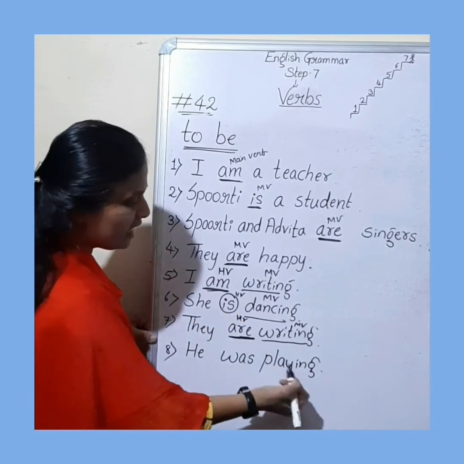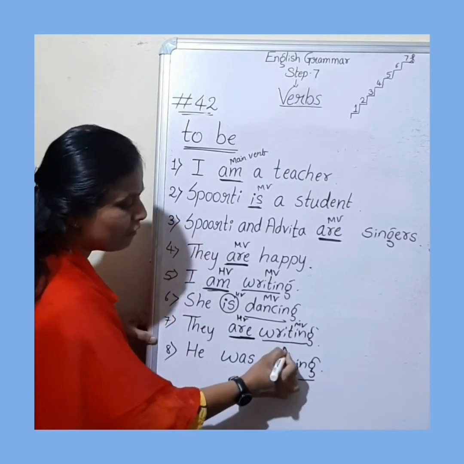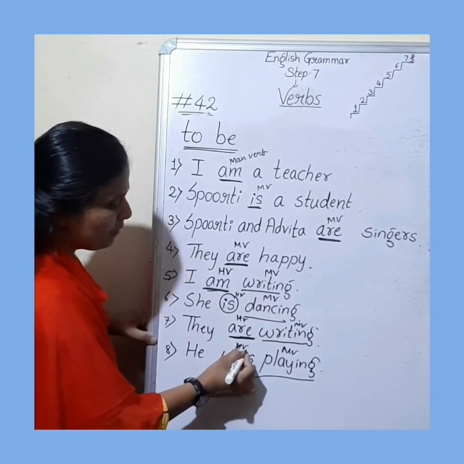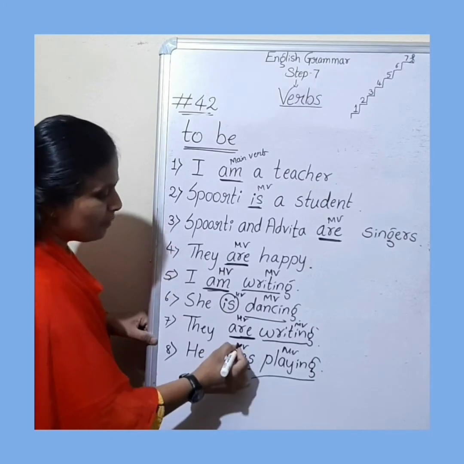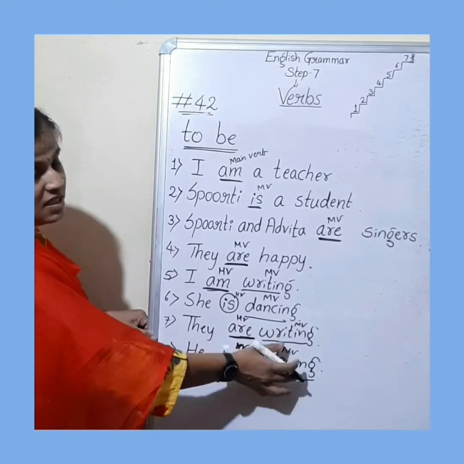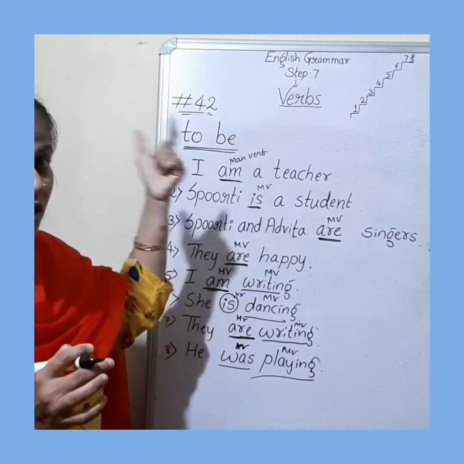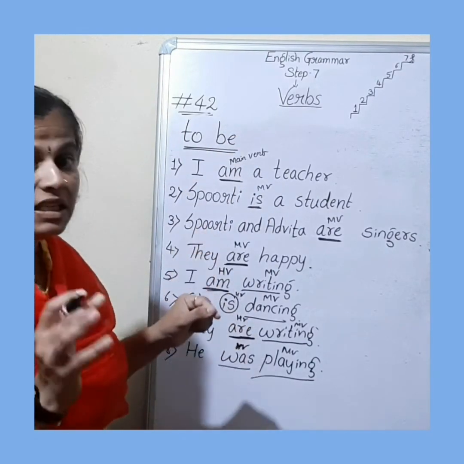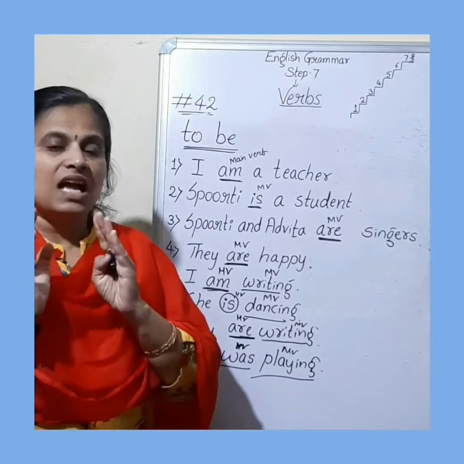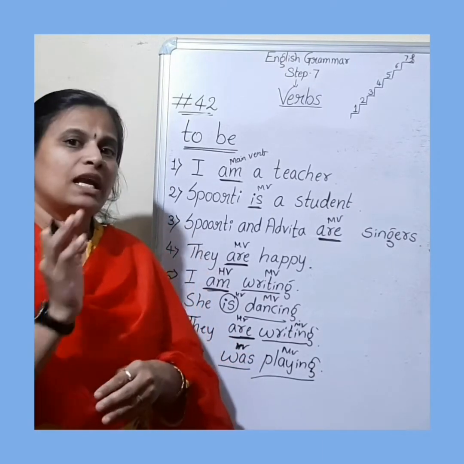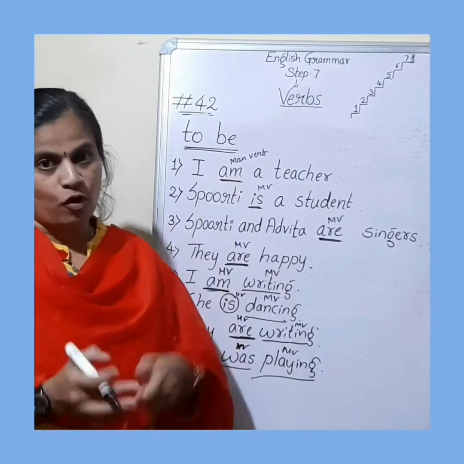He was playing. So this playing is main verb and this was is acting as helping verb. Okay, it is playing the role of helping verb in this sentence. I hope primary auxiliary verbs to be forms is clear now. What are those? Is, am, are, were, was, will be, been and being are to be forms.